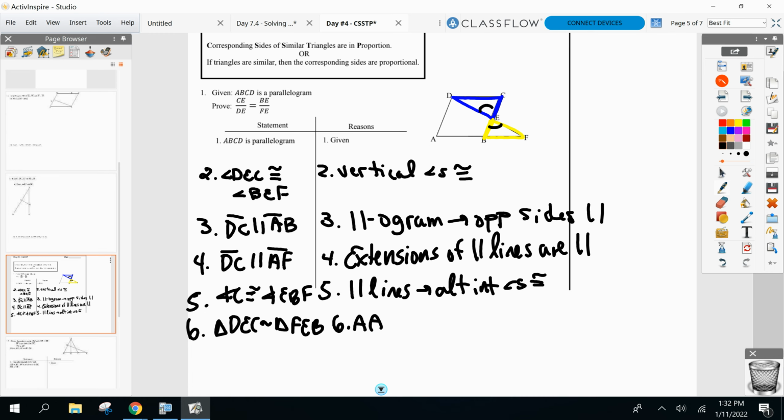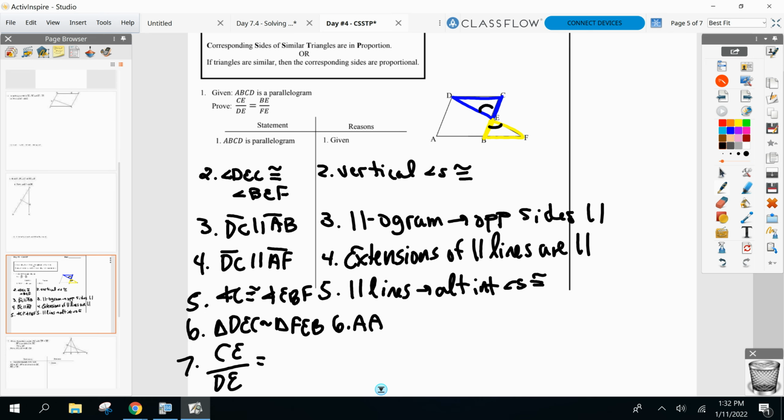And here's our extra step today. It's very, no pun intended, similar to CPCTC. Because remember, when could we use CPCTC? After we prove triangles congruent. So after we prove triangles similar, we can now say, hey, now their sides are in proportion.